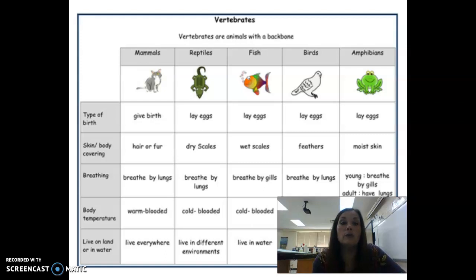So those are the kingdoms that I wanted to go over with you today. They're called the upper kingdoms just because they are usually the larger organisms that you can see with the naked eye. So if you would complete your assignment that goes with this, and we're all done for today.